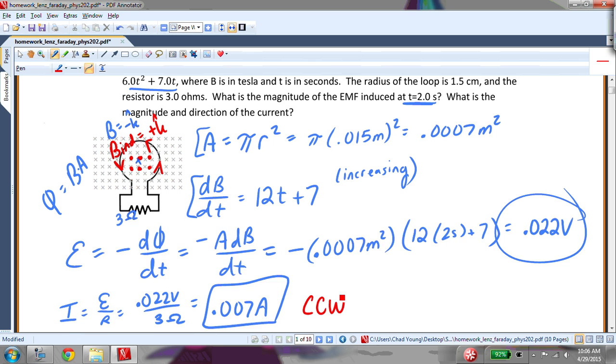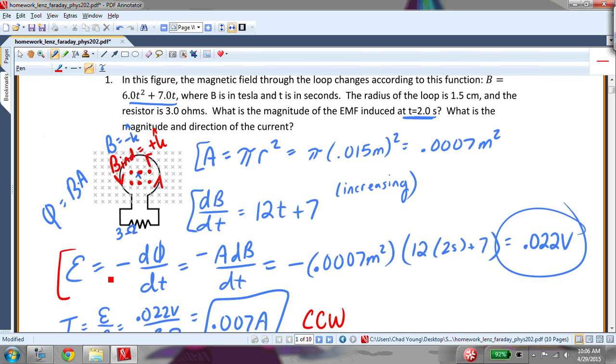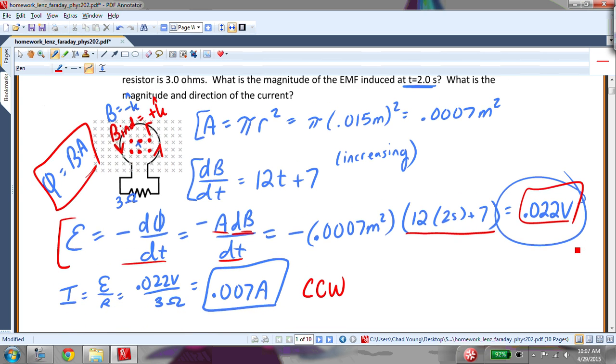All right, let's step back through that. I want to find the EMF by Faraday's law. It's equal to the change in the magnetic flux with respect to time. To find that, we say the area times the magnetic field. Remember, magnetic flux is B dot A. In this case, B and A are parallel, so that product is just equal to A times B. Then I had to take the derivative of B with respect to t to find this function, and then plug in 2 seconds, and then I find my EMF. That's the magnitude of my EMF.